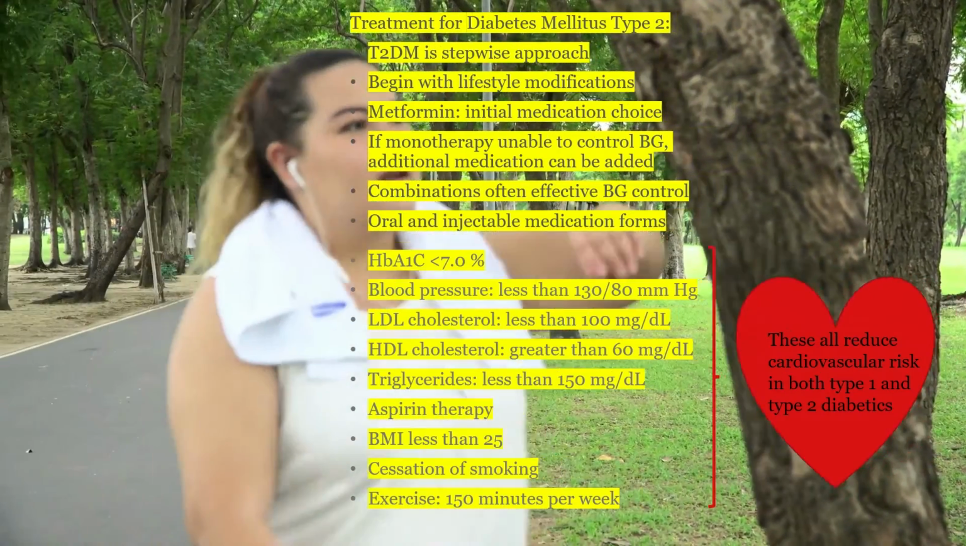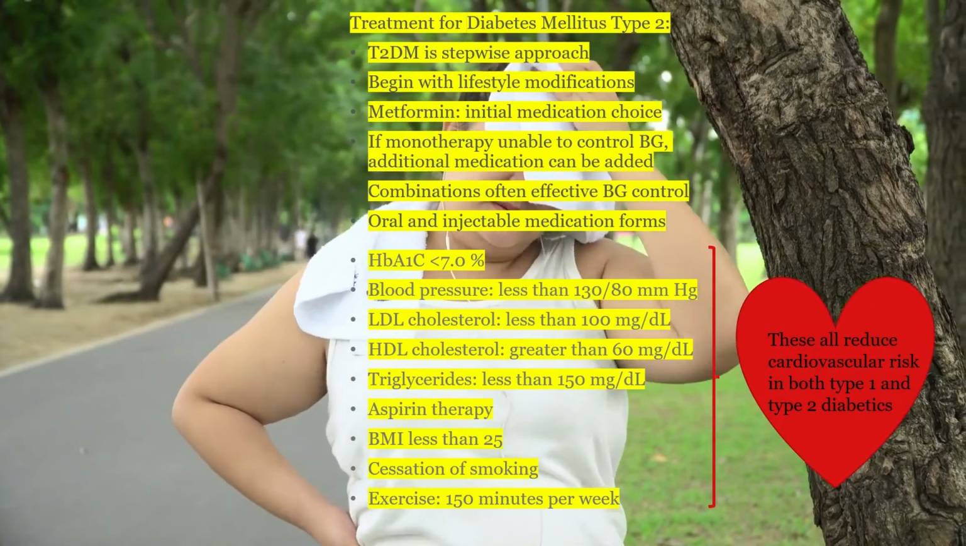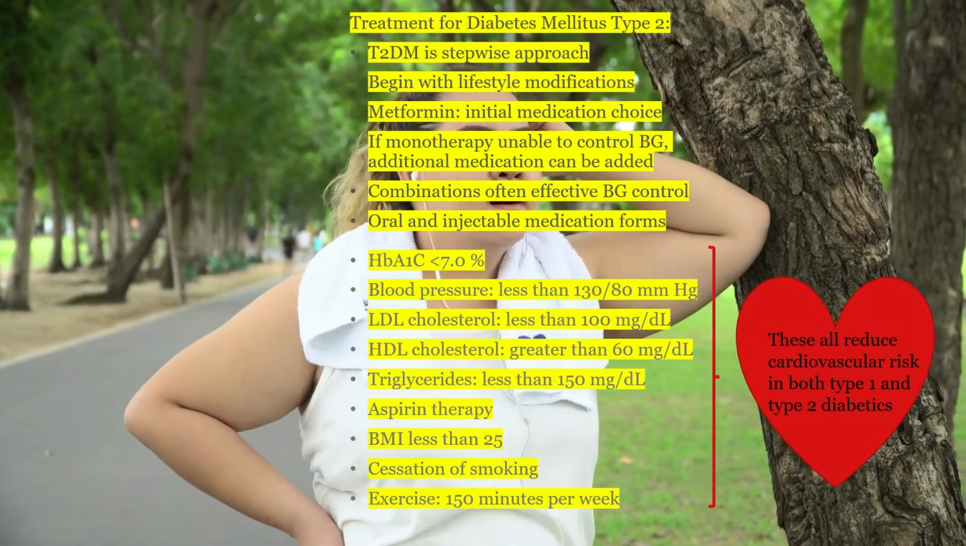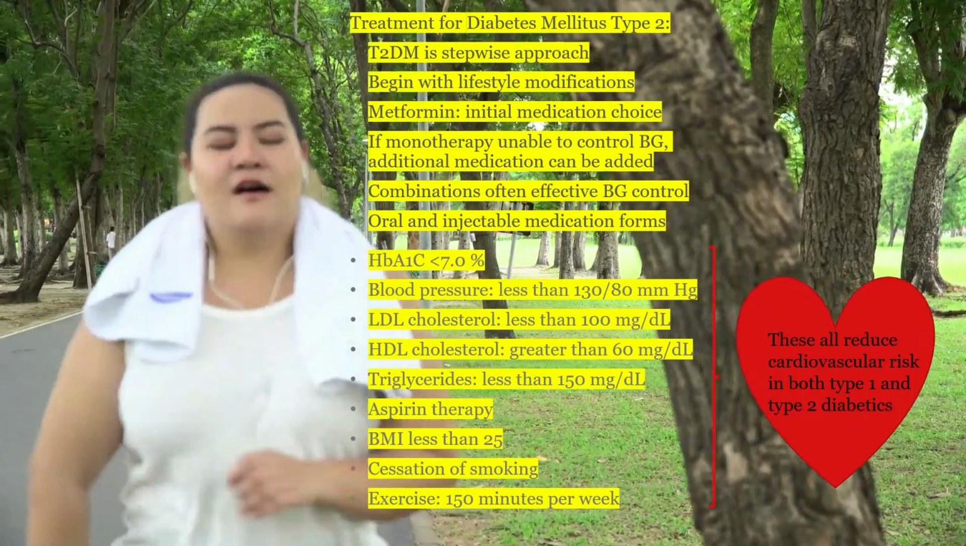There are other medications you can add, like sulfonylureas, like glipizide. They need to check their blood sugar or blood glucose a couple of times a day at least. Most insurances will not pay for 4 times a day unless they are on insulin.